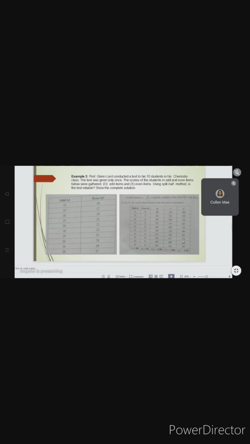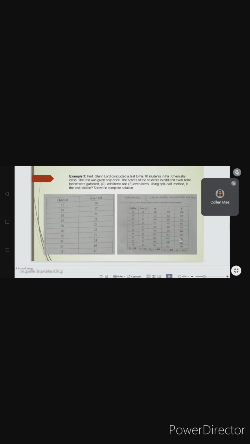So the summation of x is 200. Then the summation of y is 211. Summation of xy is 4,249. Then the summation of x squared is 4,096. Then summation of y squared is 4,533. Next slide, please.